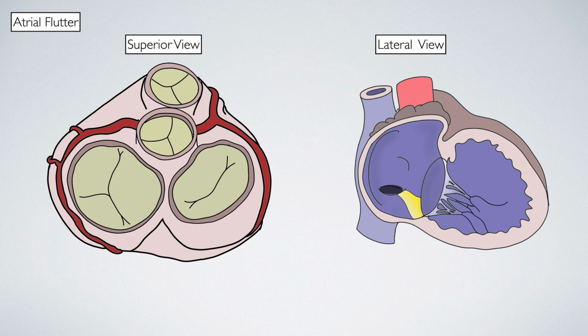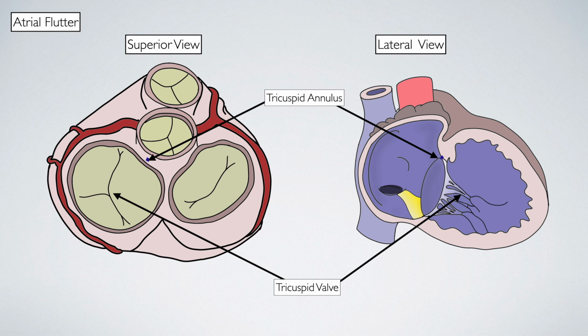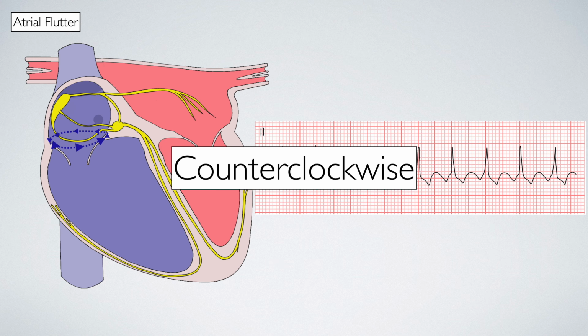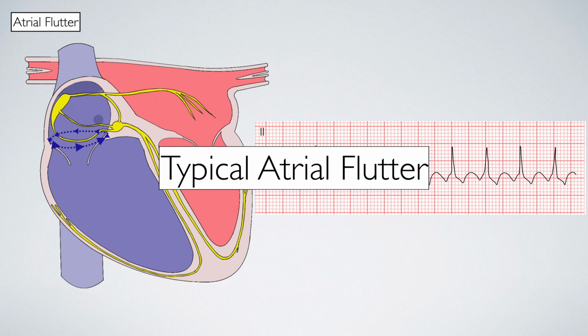Atrial flutter is caused by a large reentry loop that most commonly occurs around the tricuspid valve in an area known as the tricuspid annulus. The loop passes through the cavo-tricuspid isthmus. The reentry loop can be clockwise or counterclockwise. We'll focus on the counterclockwise presentation here, which is otherwise known as typical atrial flutter.